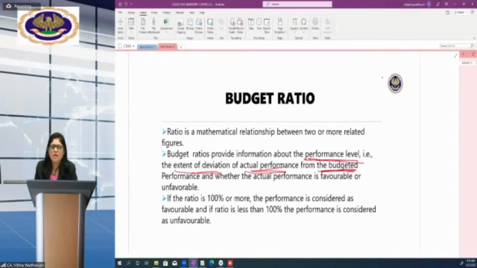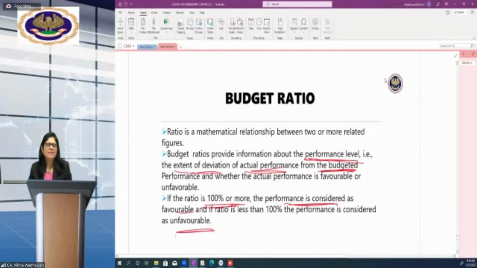All right. So if the ratio is 100% or more, the performance is considered to be favorable. Favorable means, if we talk about cost, actual cost should be less than the budgeted cost. That's why it will be favorable, right? So if the ratio comes out to 100% or more than 100%, it will be a favorable ratio. And if it comes to be less than 100%, it will be unfavorable. So you should note down this also.